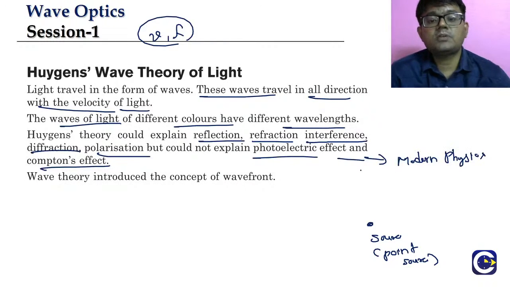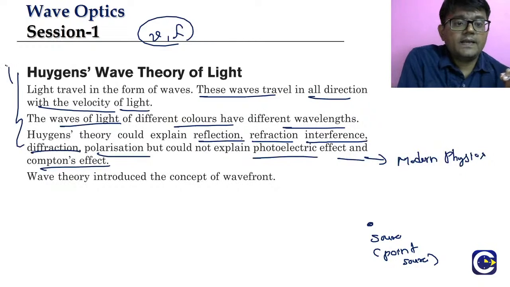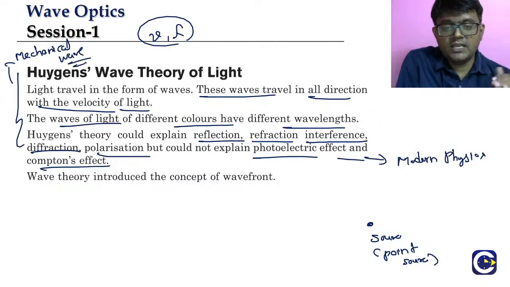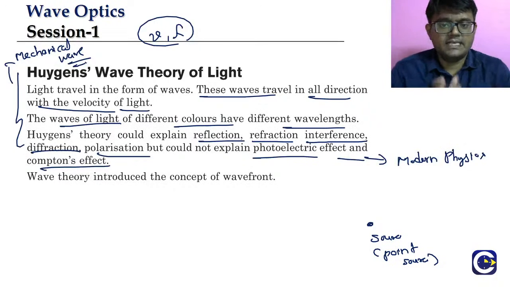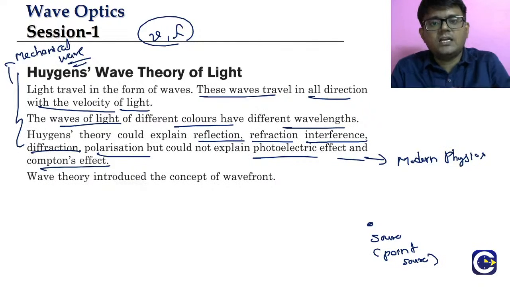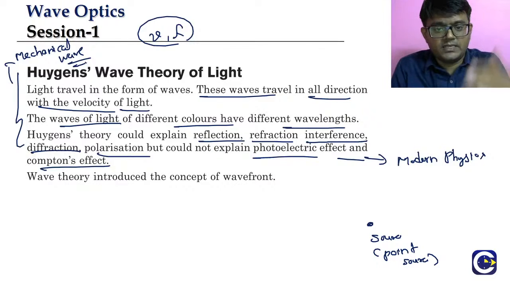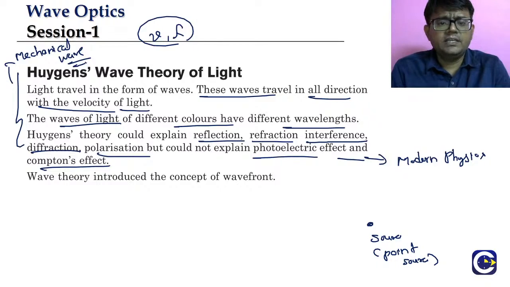So this is about Huygens's theory of light, and as we said, it is broadly based on the idea of light as a mechanical wave. The Huygens theory is not about light as an electromagnetic wave, because that happened much later through Maxwell's proposition of the electromagnetic waves concept. Huygens's theory is mostly based on considering light to be a kind of mechanical wave. And this theory introduces the concept of what we call the wavefront.